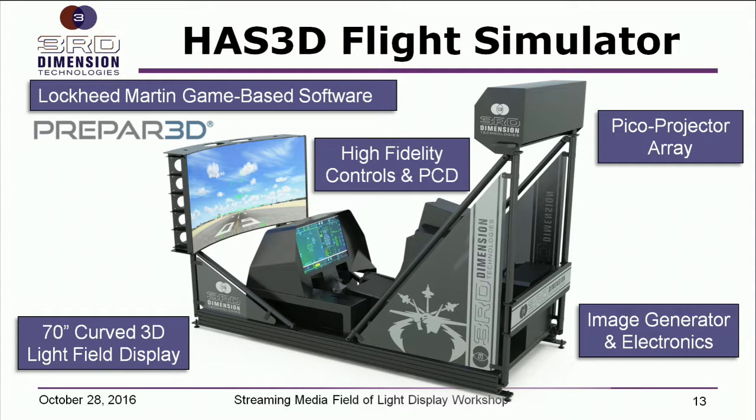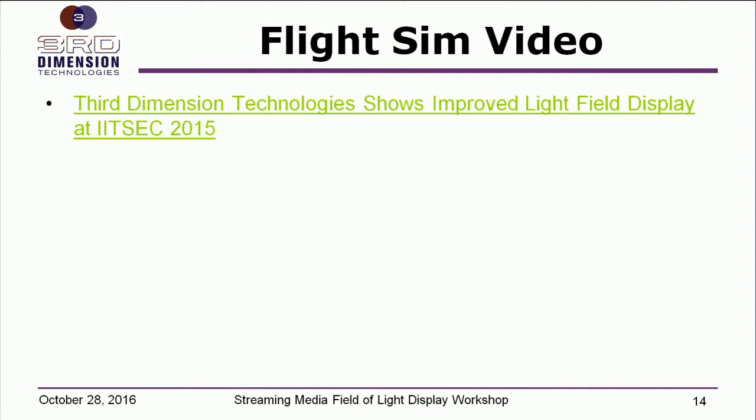It degrades gracefully. If you move forward and backward, the view gets smaller as you move backward, but you're still seeing 3D, and you're seeing 3D over the part of the screen that you see. So it has a sweet spot that's 22 inches wide and a couple of feet deep, but it degrades gracefully as you move around. This again has that 23 array Pico projector that you saw, high fidelity controls, and a panoramic cockpit display with the image generator under the Pico projectors.